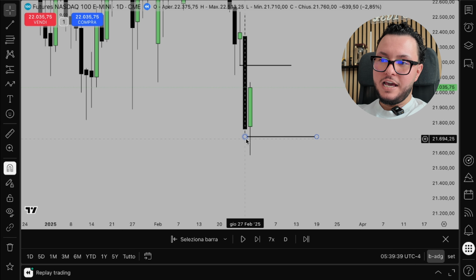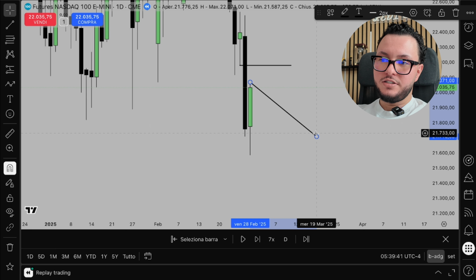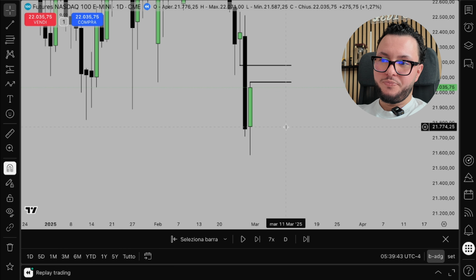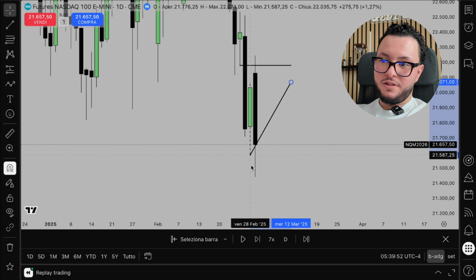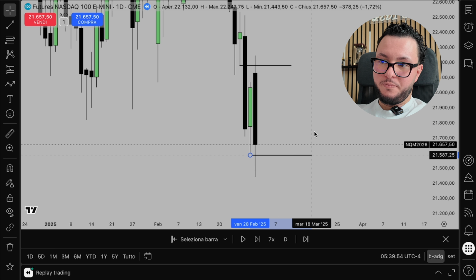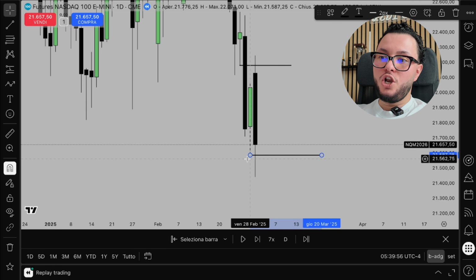So what does that mean? It means that the target is going to be this previous daily high. Let's see if it's true. Boom. Previous daily high got taken, and now the price took previous daily high, and it closed above.